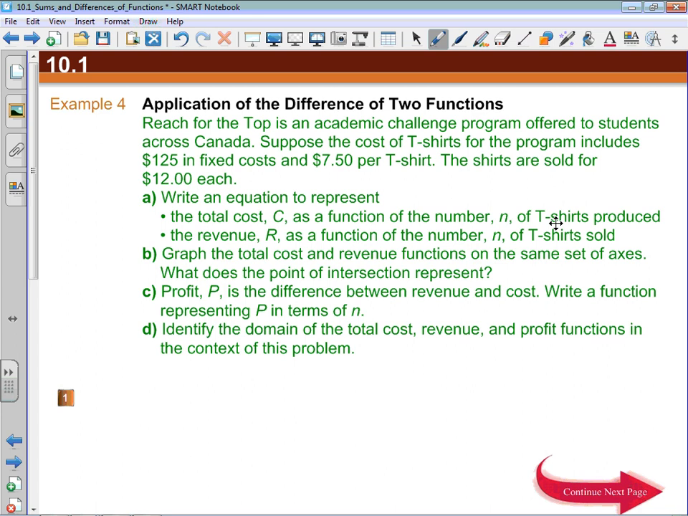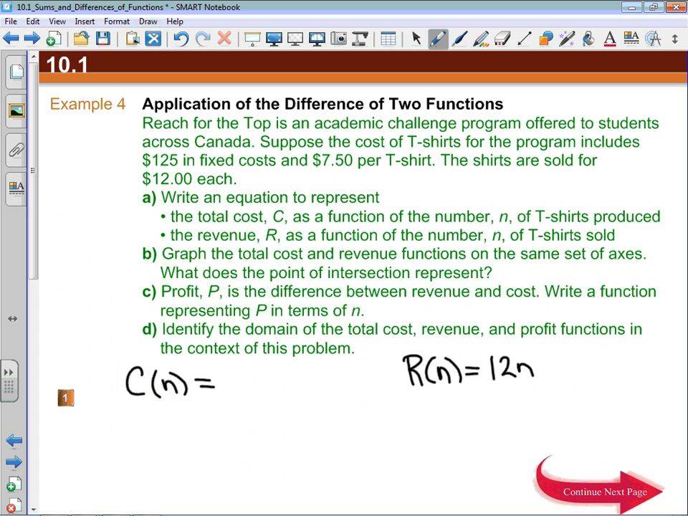So question A wants the total cost as a function of the number of t-shirts produced. So we're going to find cost as a function of n, which is the number of t-shirts produced. And then we're also going to look at R of n, which is going to be the revenue as a function of the number of t-shirts sold. I think the revenue is a little bit easier because it tells us the t-shirts are sold for $12 each. So my revenue is going to be 12n. It's going to be 12 times the number of t-shirts that I sold.